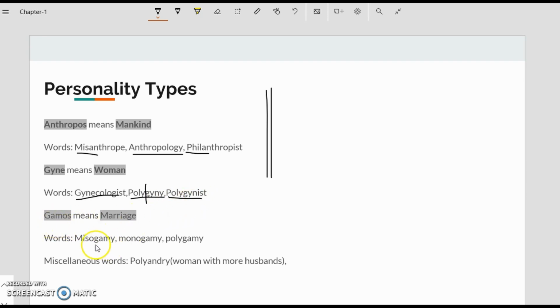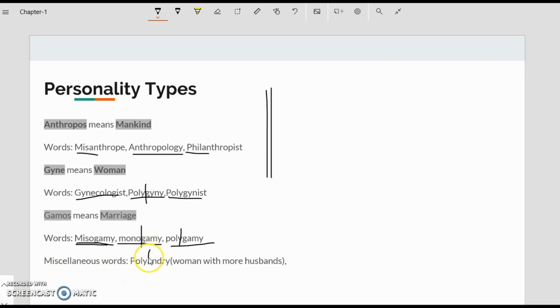Gamos. Gamos means marriage. Misogamy. As we discussed, misein means to hate. So a person who hates marriage is called misogamy. And monogamy, single marriage. Polygamy, multiple marriage. Mono means single, poly means multiple. So these are basic words. We'll look at more and more words in the next chapter.